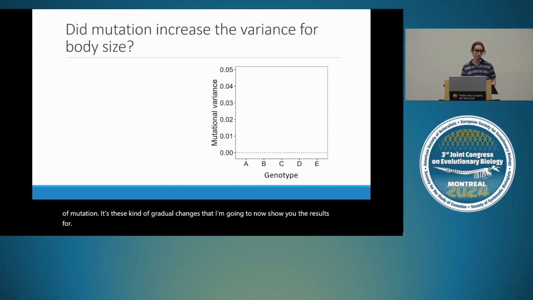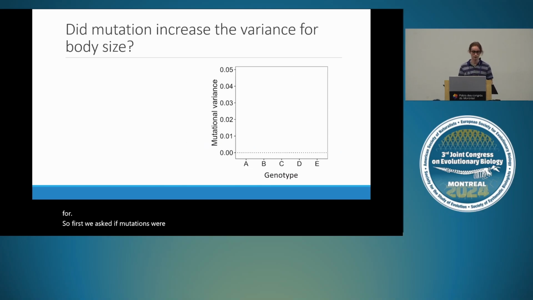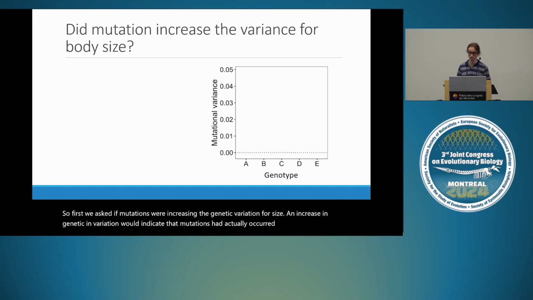First, we asked if mutations were increasing the genetic variation for size. An increase in variation would indicate that mutations had actually occurred and were accumulating. What I'm going to show you is called the mutational variance, which is a per generation measure of the mutational contribution to genetic variation.